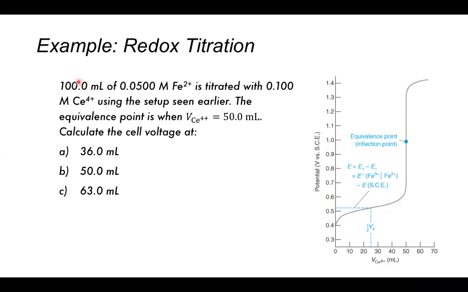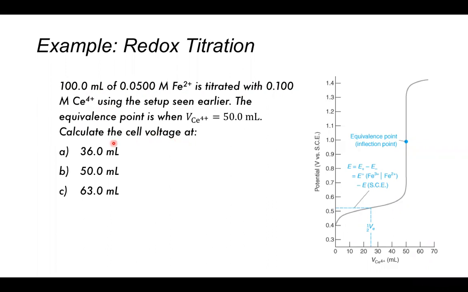A volume of 100 milliliters of 0.05 molar iron 2+ is titrated with 0.1 molar cerium 4+ using the setup seen earlier. The equivalence point is when the volume of cerium 4+ is equal to 50 milliliters.